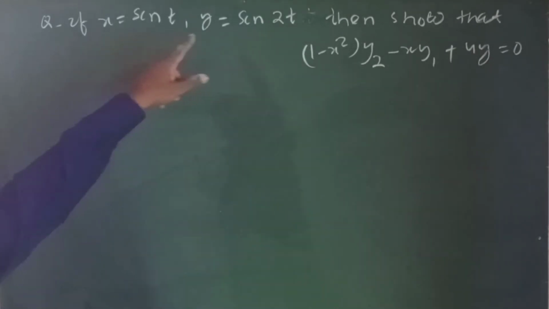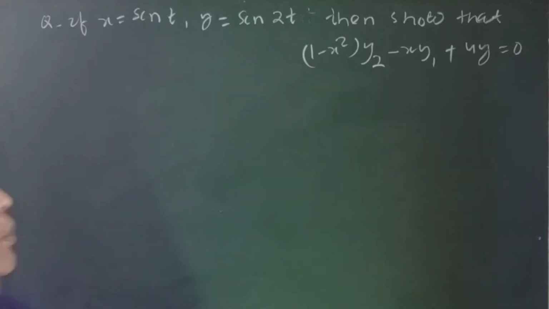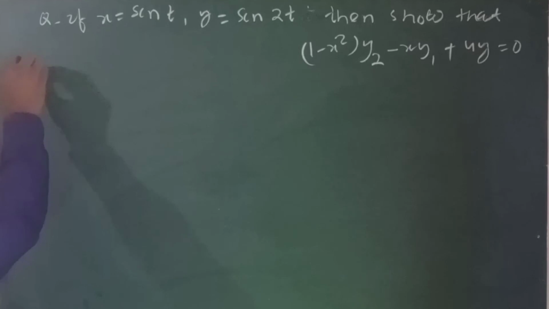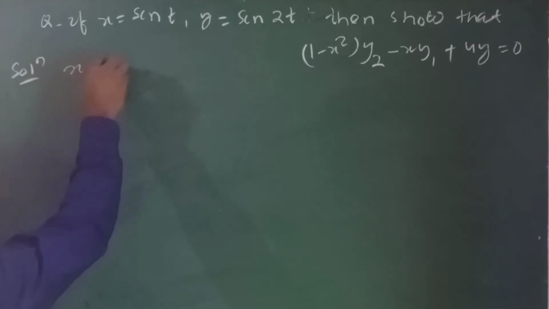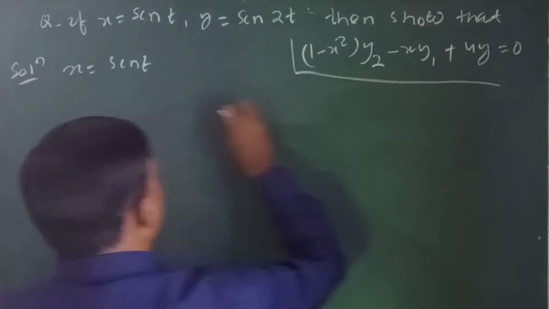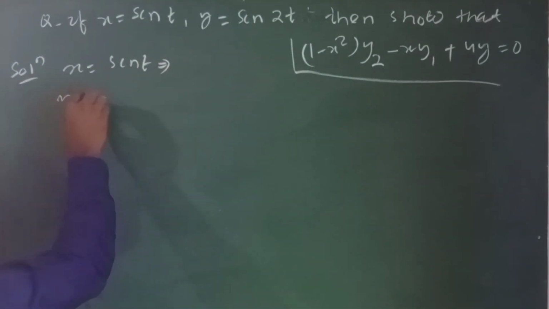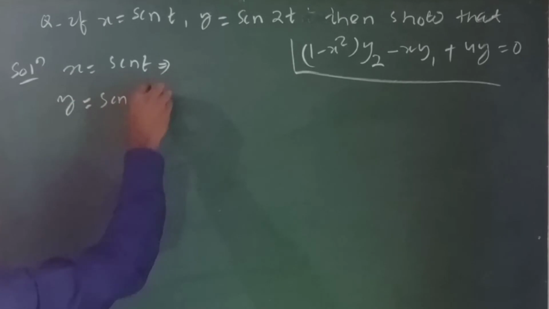Another important question, but this is in parametric form. x is equal to sin t, y is equal to sin 2t. Then show that (1 minus x square) into y2 minus x y1 plus 4y is equal to 0. So the solution is given: x is equal to sin t and y is equal to sin 2t.